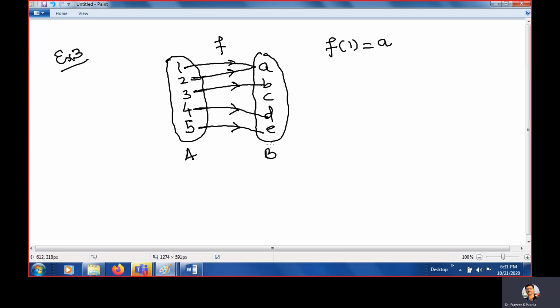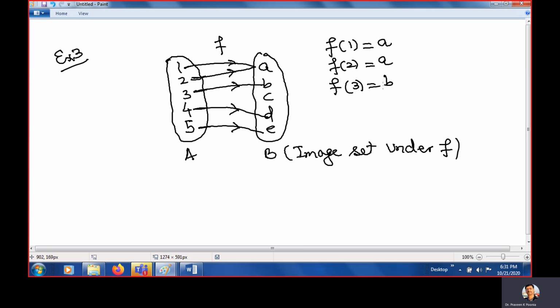Because I told you, what is B? B is the image set under f. Image set under f. Clear? What is the image of 2? Image of 2 is A. One element. Image of 3 is B. Image of 4 is D. Image of 5 is E.